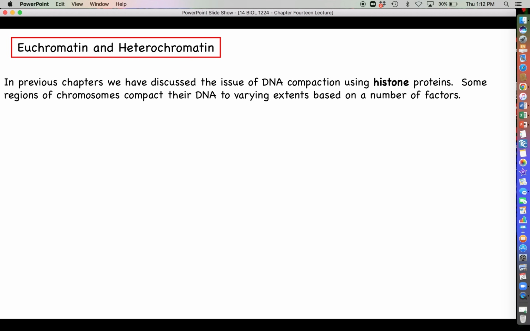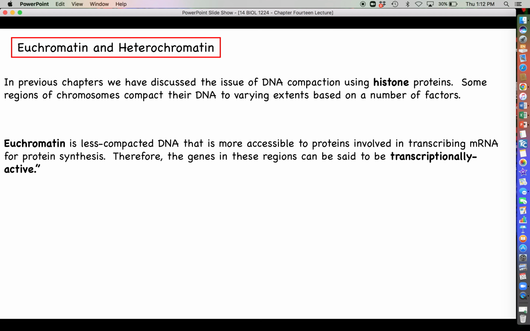Well, the idea here is that wrapping DNA around histones works one of two ways. You compact the DNA, but you also somewhat limit the access the cell has to the information that's in that DNA if you compact the DNA to too great an extent. And some regions of chromosomes actually end up more compacted than others, and this causes an accessibility issue with some sequences of DNA.